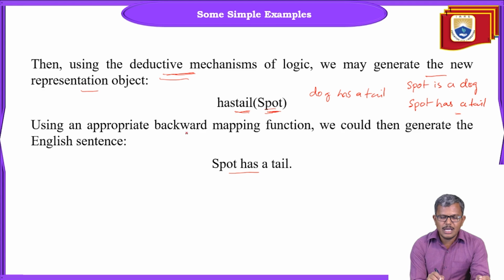Okay, so using an appropriate backward mapping function, we are generating this English sentence. Backward chaining means moving from the representations to the facts. In that case, we are proving that Spot is also having a tail. Why? Because we have already shown that Spot is a dog, and when every dog has a tail, definitely we can say that Spot has a tail.